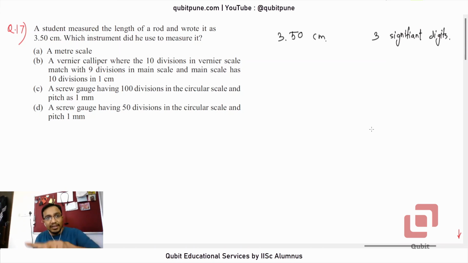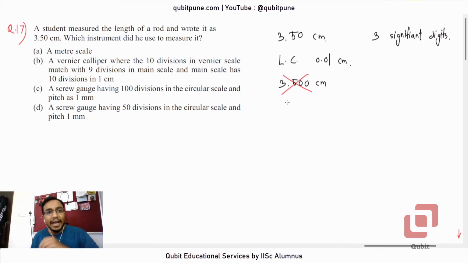Okay, which means he or she must have measured this length with a device whose least count is 0.01 centimeters. Have you understood this? 0.01 centimeters. Right, otherwise if the device had been more sensitive, he would have written 3.500 centimeters, but he has not. He has written 3.50 only.